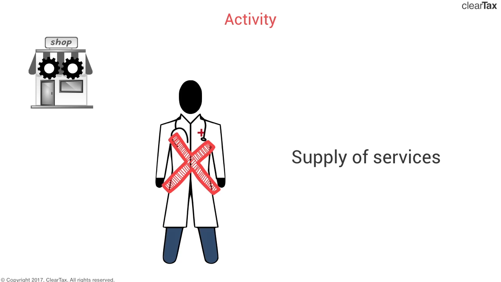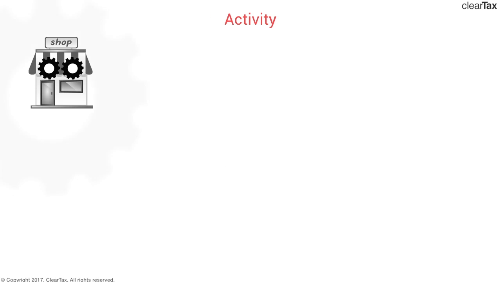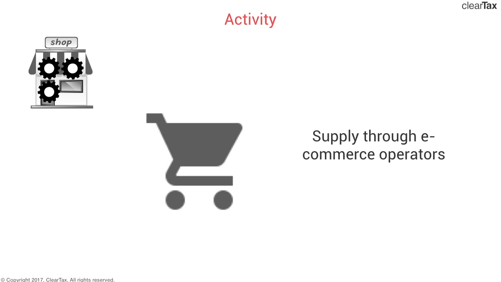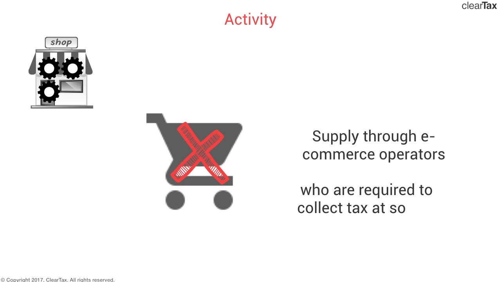The third activity which you are not allowed to undertake under compensation scheme is supply of goods or services through e-commerce operators, specifically operators who are required to collect tax at source. Simple logic. If the operator is collecting the tax portion from you, it is the operator's headache to maintain returns, file all these returns and pay the tax to the government. You don't have to do anything, then why should you opt for the compensation scheme?